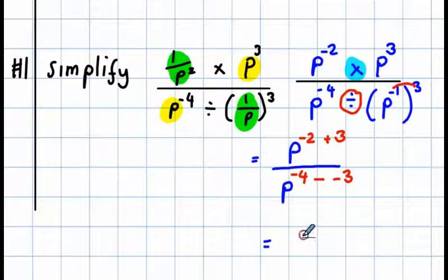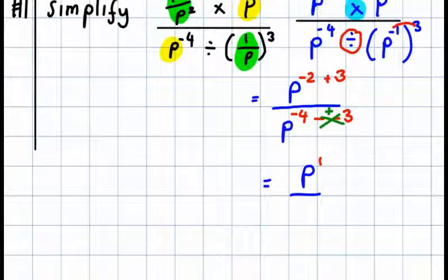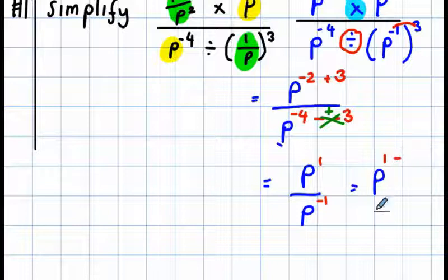Right, now I can do the top. Minus 2 add 3 is 1. And minus 4 take away minus 3 is the same as minus 4 add 3, and that's p to the power of minus 1. So now my final bit of work is: just as p, what power is that? Well, we're dividing, and when you divide you take away, so it's going to be p to the 1 minus this power here, minus 1. In other words, it's p to the power of 2. Okay?